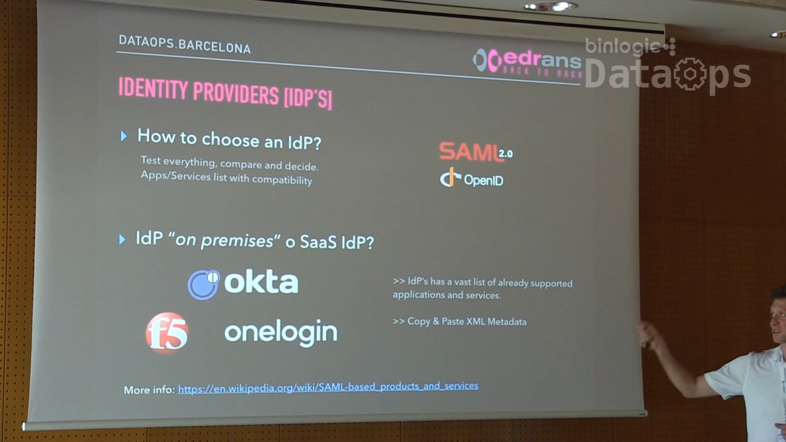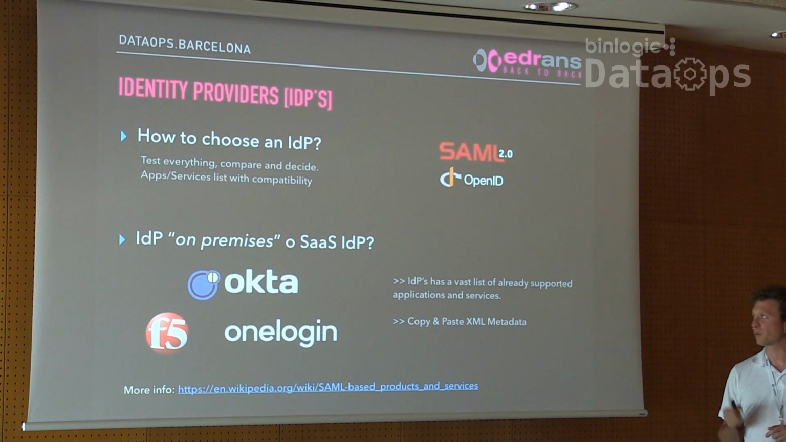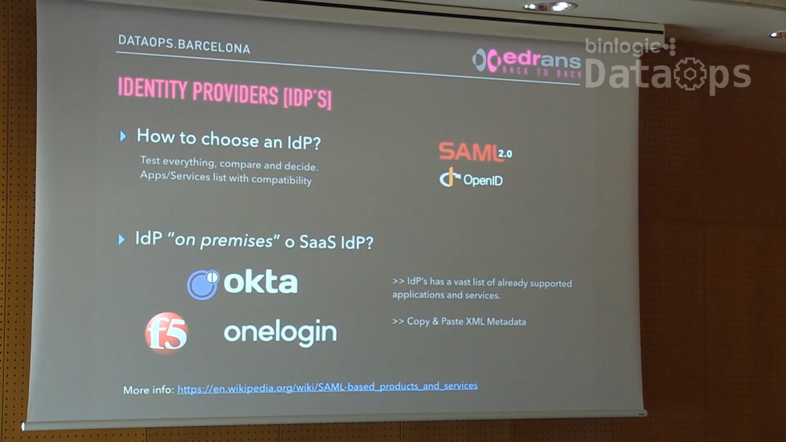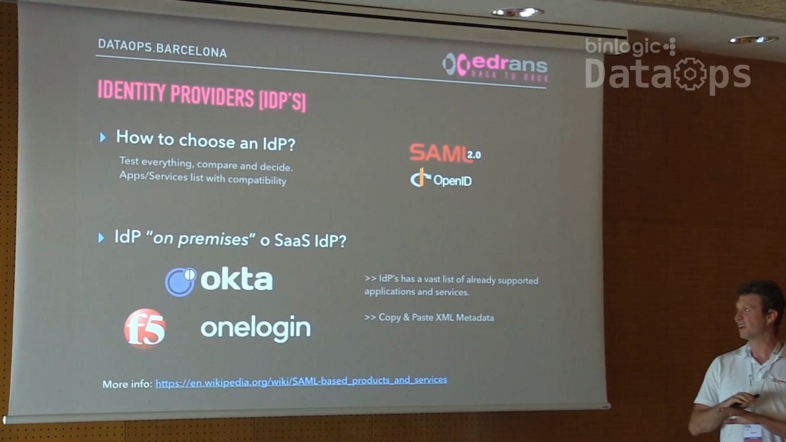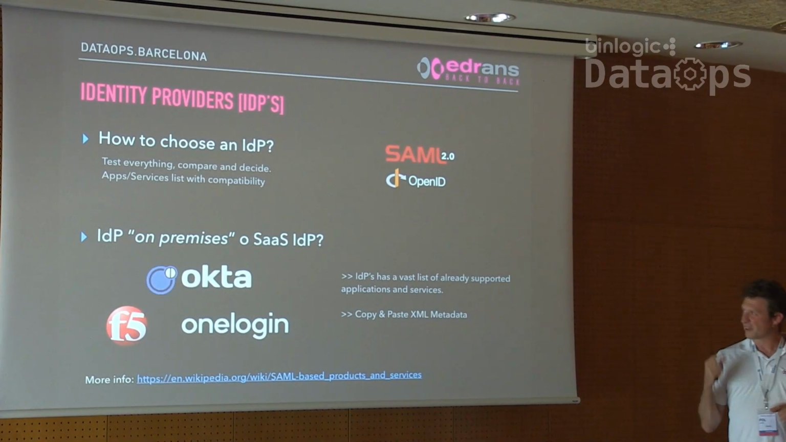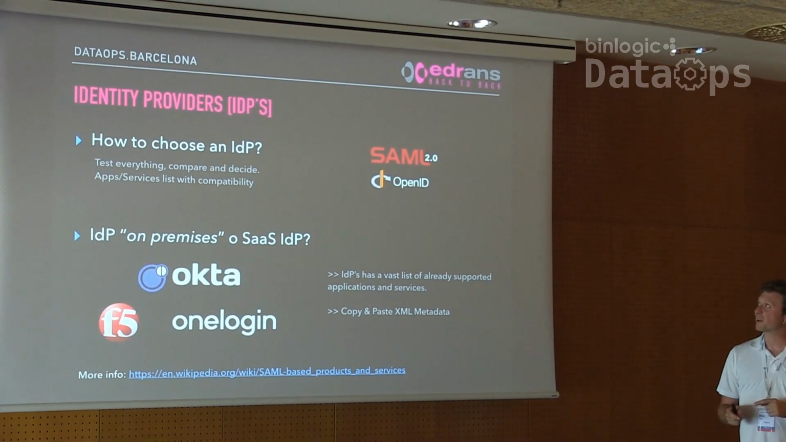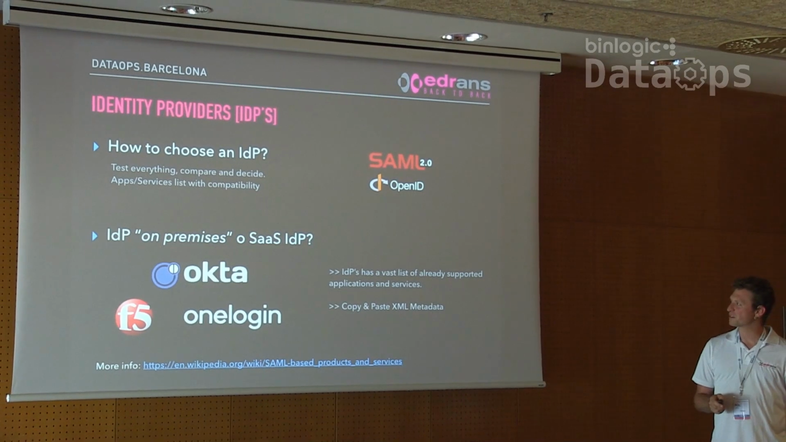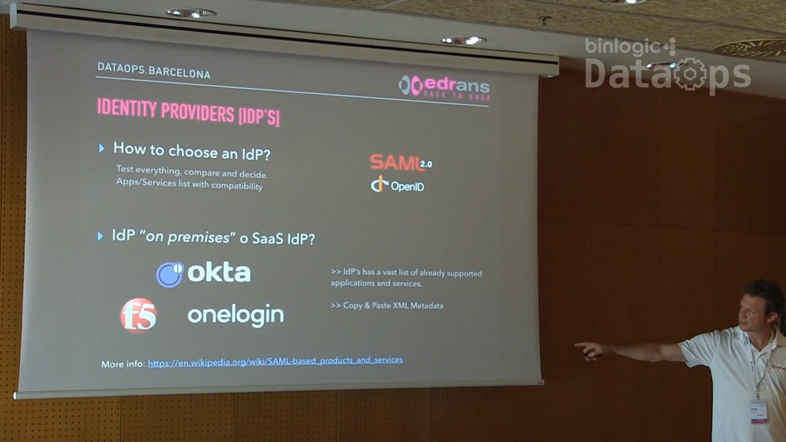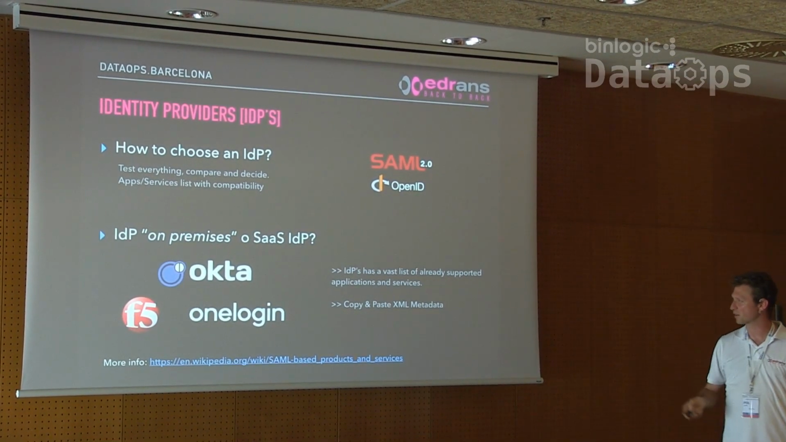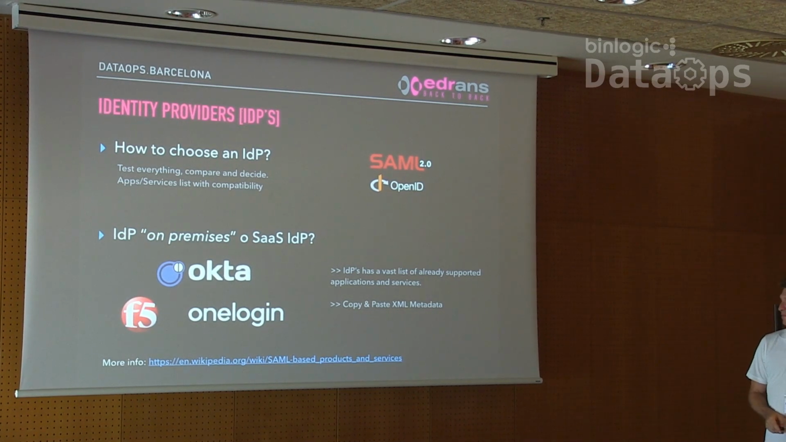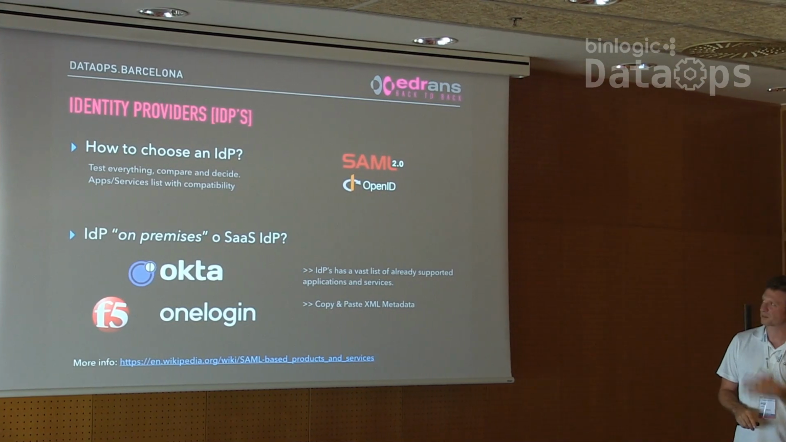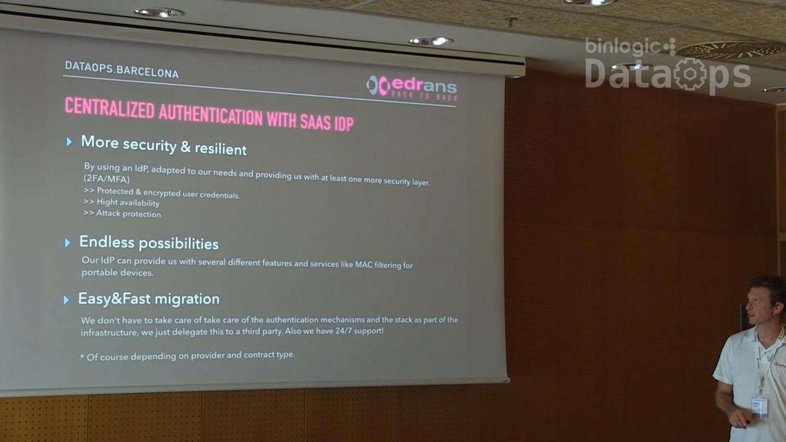Pros, if you use a software as a service identity provider, they already have a vast list of supported applications. So you just need to have the XML file with the certificates, import it into your app, and just apply the change, and it works. Later, we're going to see what happened with those applications that refuse to be integrated. There is a link where you can download the presentation afterwards at home. In this link in Wikipedia, there is a lot of SAML-based products and services with identity providers and everything.